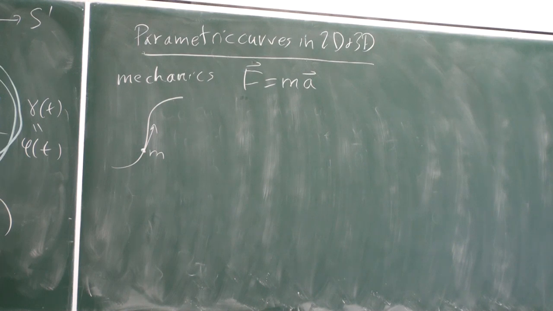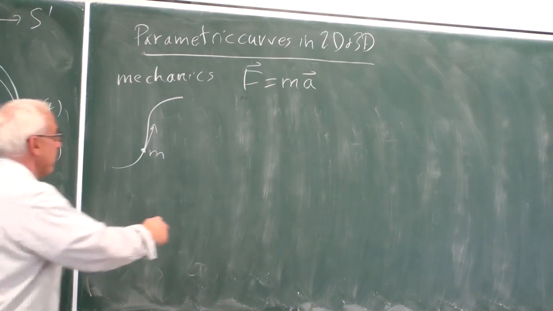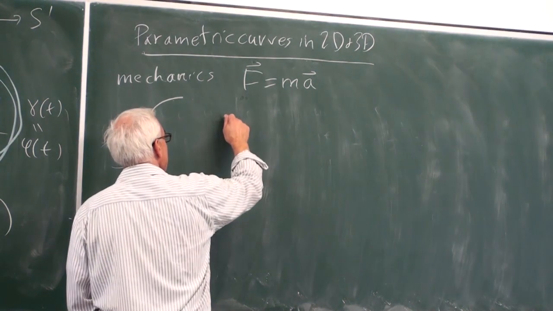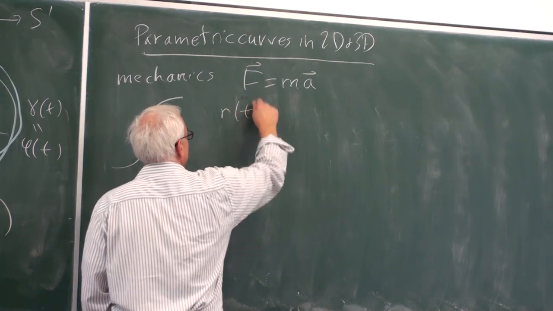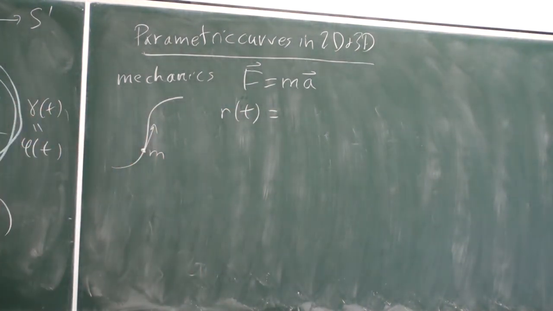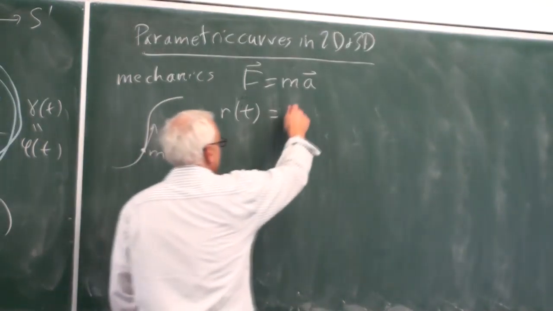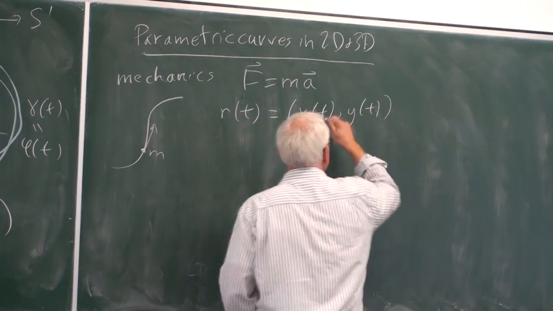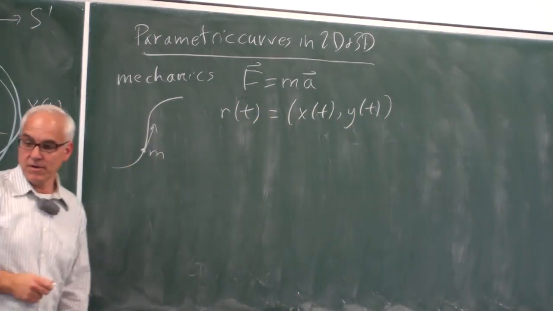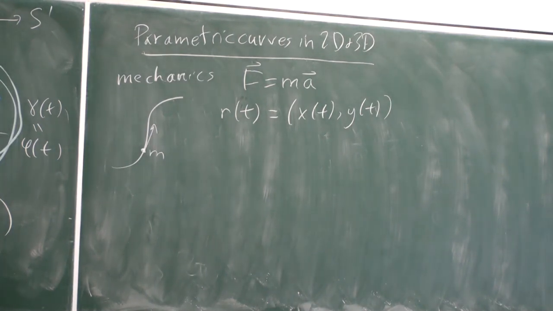Okay, so it's motivated a lot of interest in dynamics of curves, and so we're going to talk a little bit about curves in a parametric form. So maybe we'll work in the plane first. A curve for us will be something of the form r of t equals x of t, y of t. These are just two functions of t.